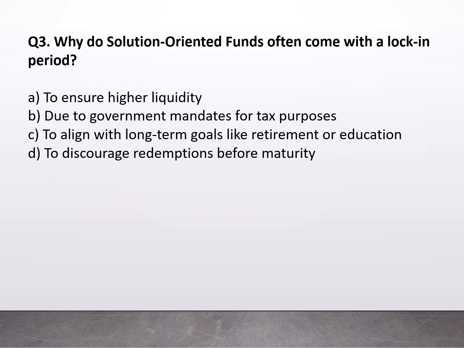Next question. Why do solution-oriented funds often come with a lock-in period? Option A. To ensure higher liquidity. Option B. Due to government mandates for tax purposes. Option C. To align with long-term goals like retirement or education. And option D. To discourage redemptions before maturity.